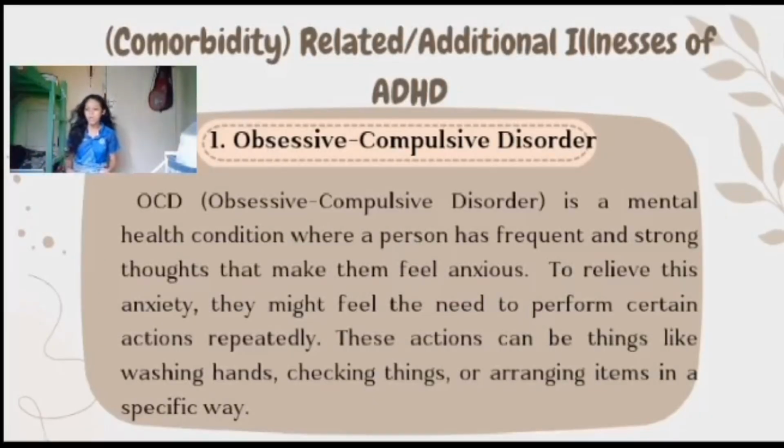So we have comorbidity or related additional illness of ADHD. Comorbidity is the additional illness that a child might have. So we have 12. First is obsessive compulsive disorder. Obsessive compulsive disorder or OCD is a mental health condition where a person has frequent and strong thoughts that make them feel anxious. To relieve this anxiety, they might feel the need to perform certain actions repeatedly. These actions can be things like washing hands, checking things, or arranging items in a specific way.